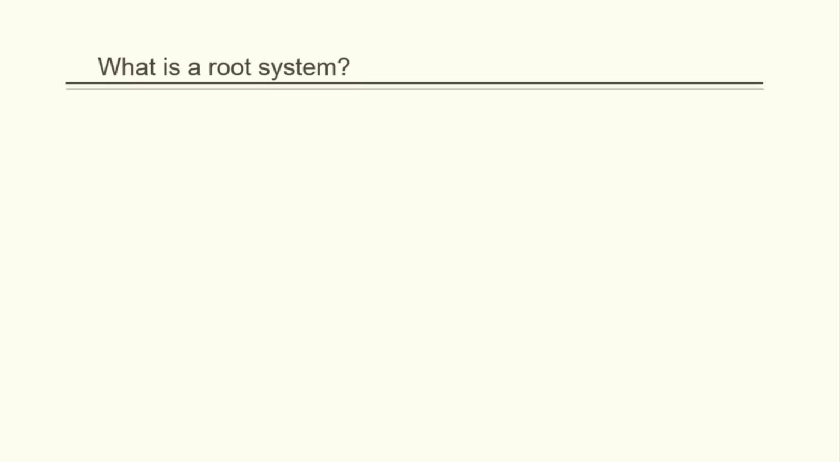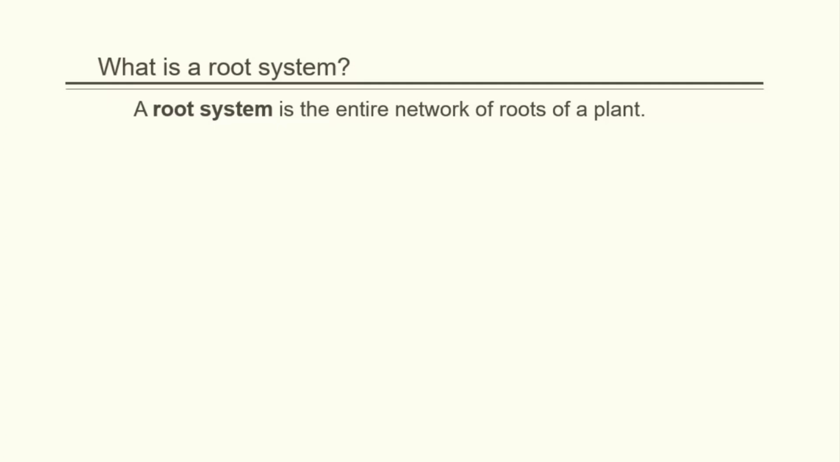So what is a root system? You know what roots are and what they do. We just learned what the roots do. Know that the roots are part of the plant. You have the plant, the roots, the stem, the leaves, the flowers. Those are the parts of the plant or parts of the tree. And we know that the root does certain things. Now, what is a root system? A root system is the entire network of roots of a plant.